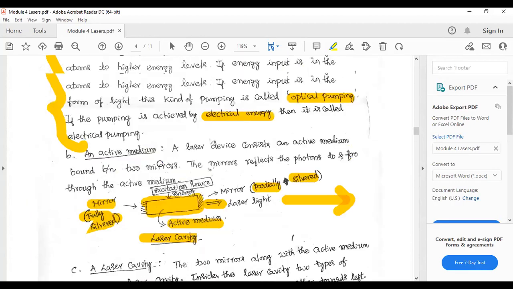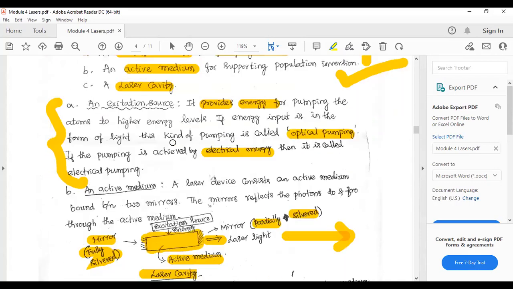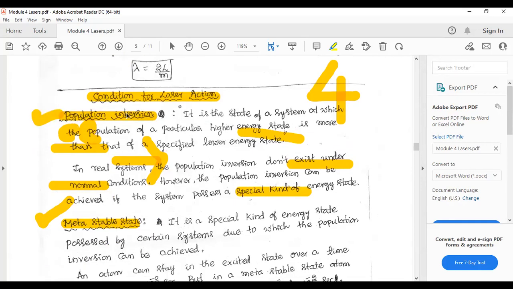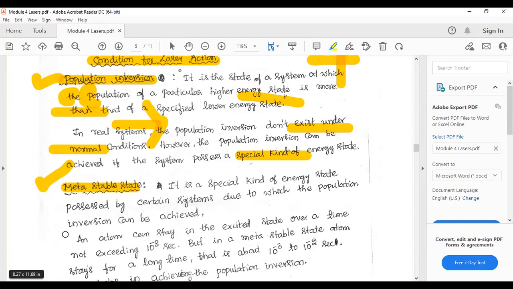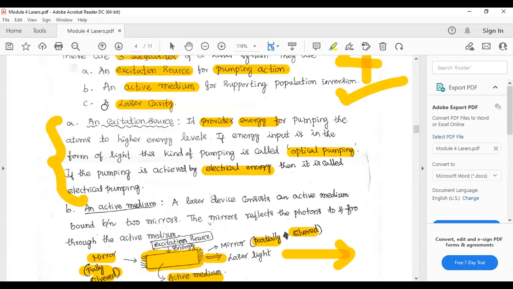In this class, I have discussed two 4-mark questions. One is the requisites for laser action. There are 3 things required: excitation source, active medium, and laser cavity. The second is the 2 important mechanisms or conditions for laser action: one is obviously population inversion, and the second is the concept of the metastable state. These 2 are the conditions for laser action. Don't confuse yourself. Just try to remember the conditions and requisites separately. Don't mix them.